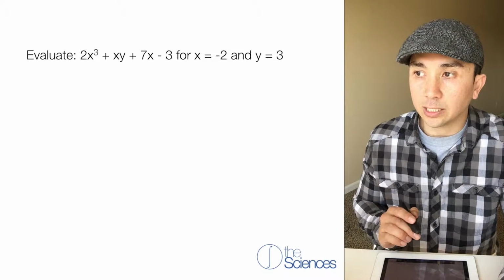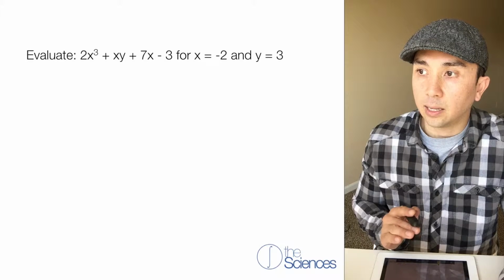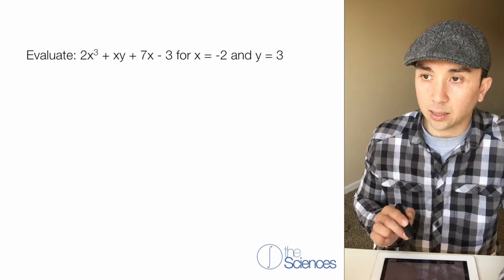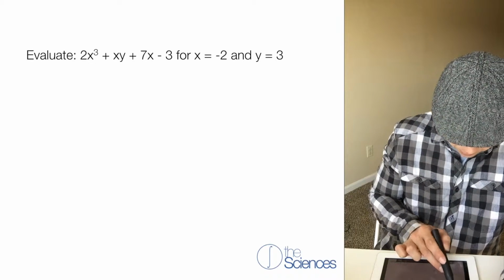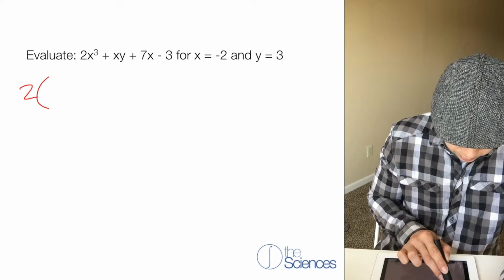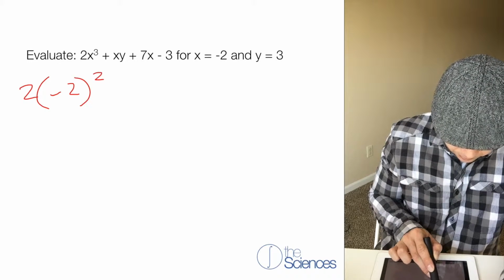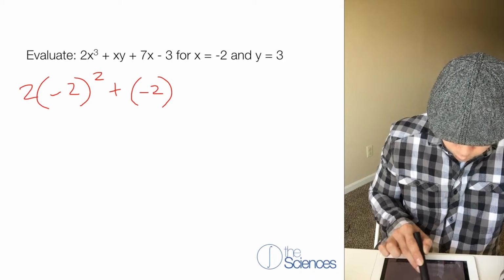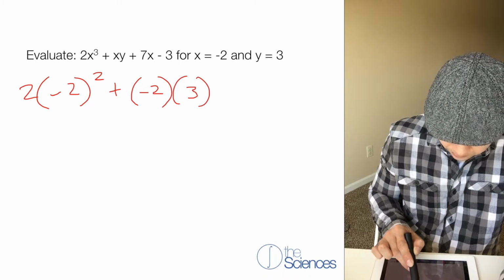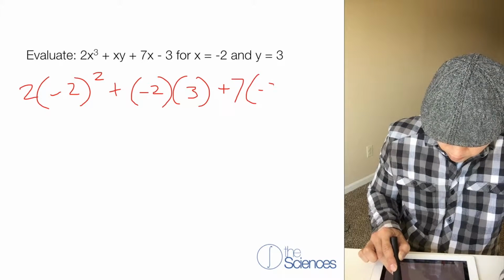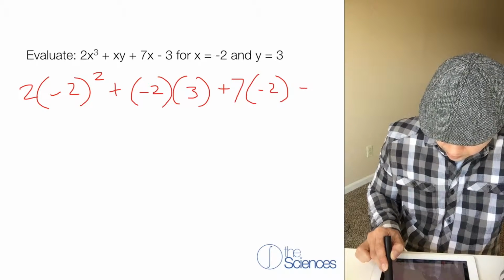So all you're going to do is substitute x for negative 2 and y for 3 in the expression. So here we have 2 times negative 2 cubed, plus negative 2 times 3, plus 7 times negative 2, minus 3.